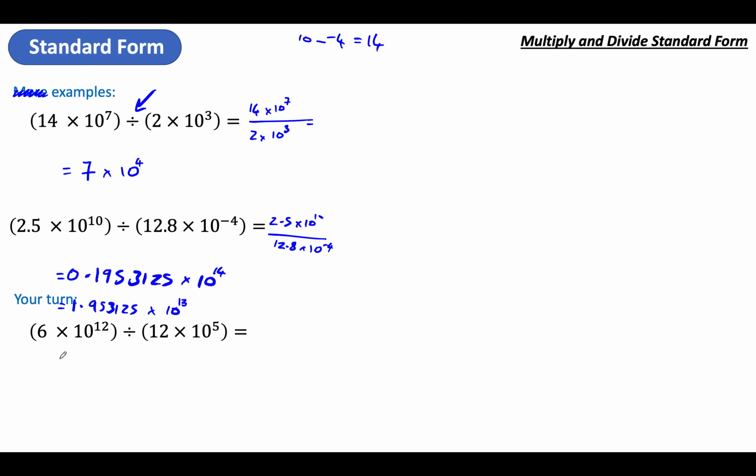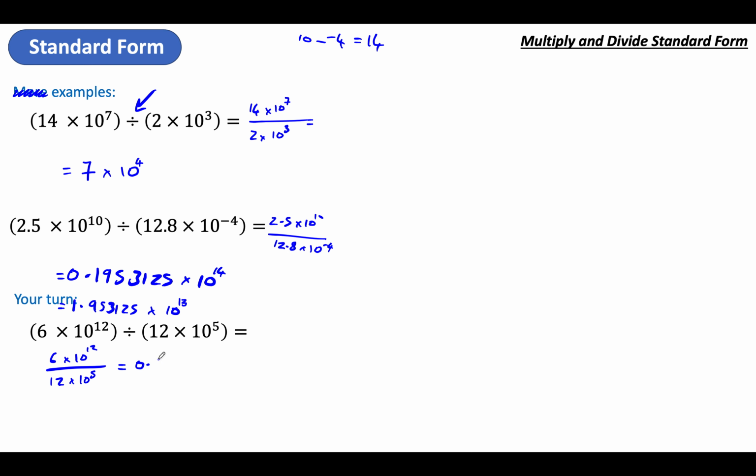Unpause then. Right, so I've got 6 times by 10 to the power of 12 divided by 12 times by 10 to the power of 5. Now I'm going to do this without a calculator this time because I don't need one. 6 divided by 12 is the same as a half.